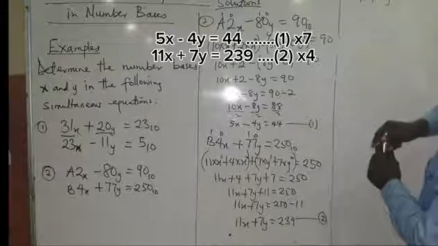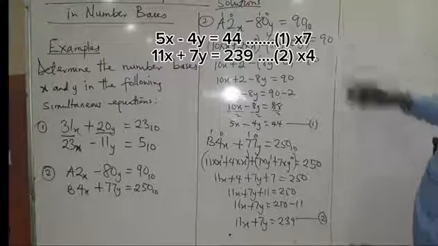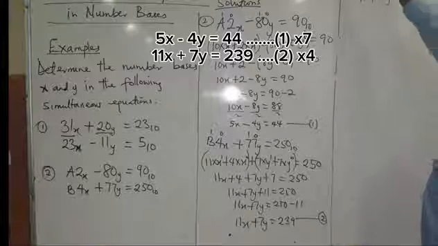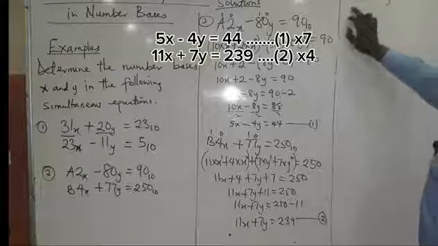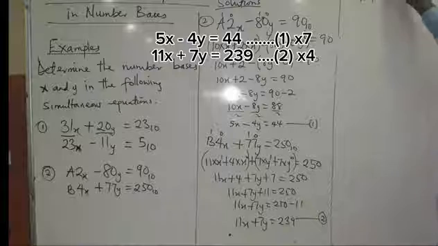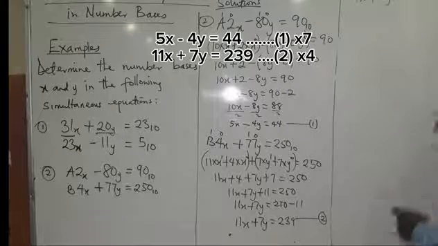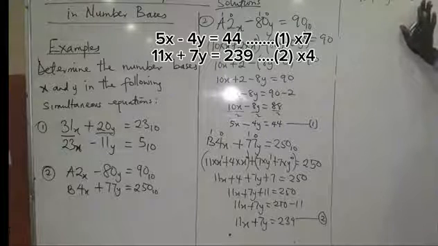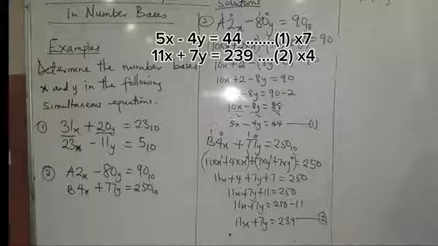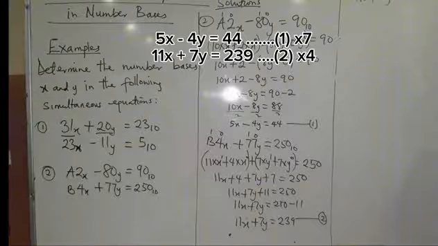So what am I going to do? Since I have 11 here, and I have 5 here, I'll multiply this one by 11 and multiply this one by 5. Then if I want to make y the same, I'll multiply this one by 7 and multiply this one by 4. Right? So assuming I want to eliminate y, I'll multiply this one by 7, and this one by 4.